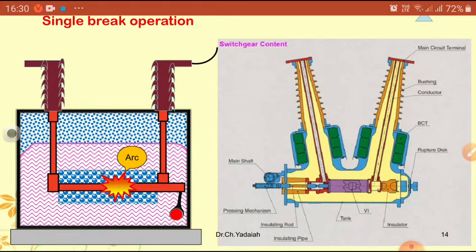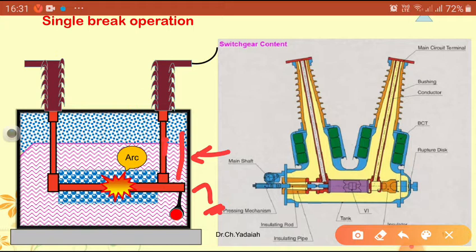What does it consist of? It consists of current carrying contacts enclosed in a strong weather tight earthed metal tank, and the tank is filled with transformer oil, nearly 5000 liters. The oil acts both as an arc extinguishing medium and as an insulator between the live parts and earth parts. So there should be earth here, and this is the live part. This is the oil, in between the live conductors and the body, acting as a medium.